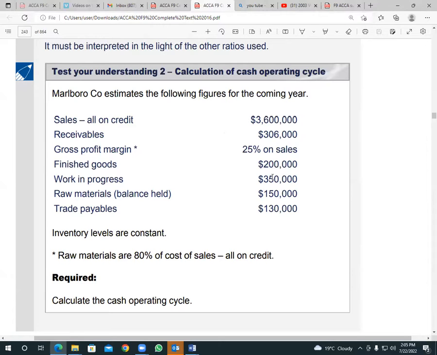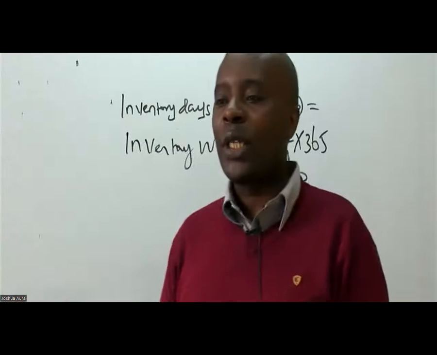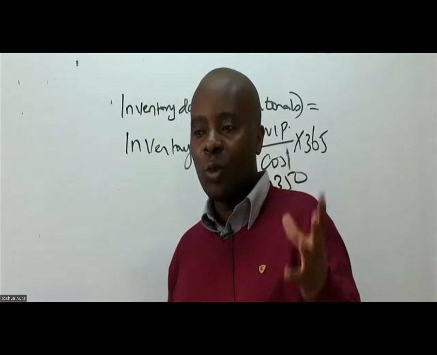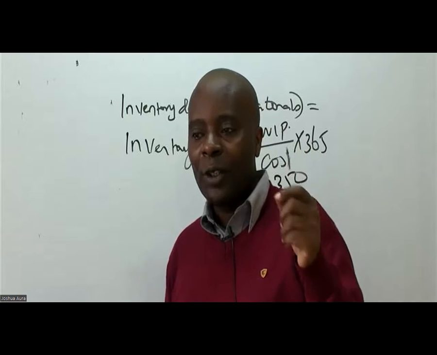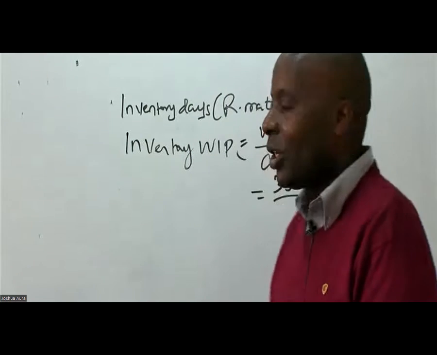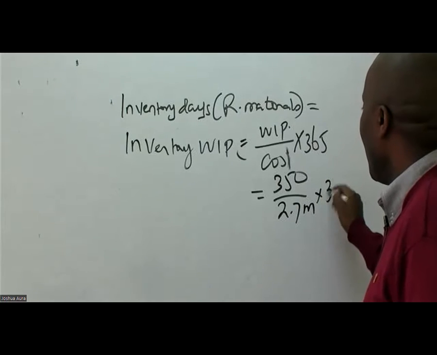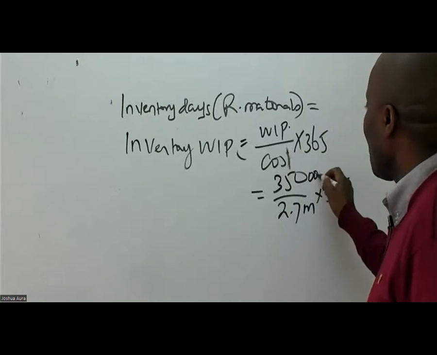Is there somebody who is able to remember our total cost of sales figure? Was it 2.7 million? Is there somebody who can remember a figure like 2.7 million? 2.7, yes. So you divide this by 2.7 million times 365, that is 350,000 divided by 2.7 million times 365.